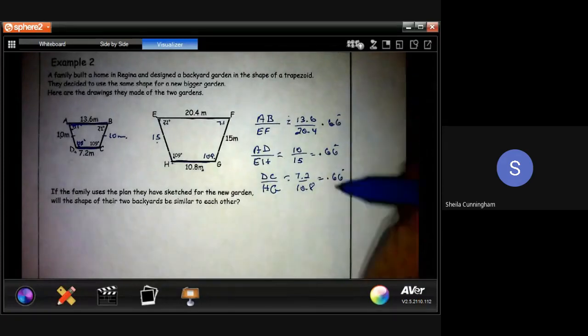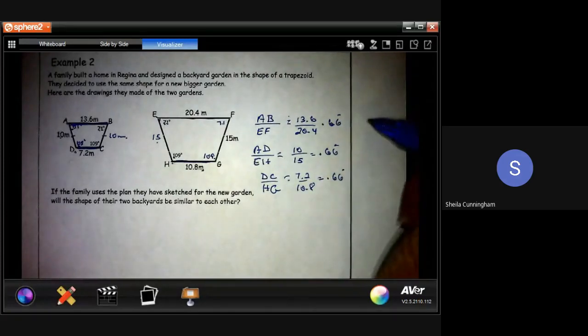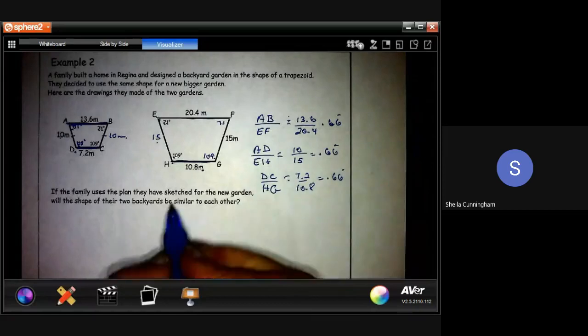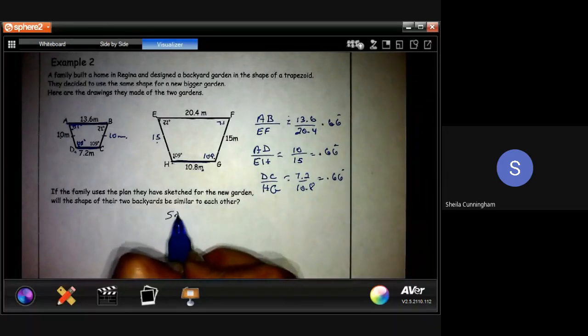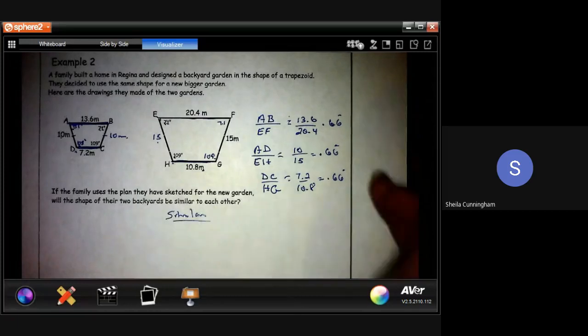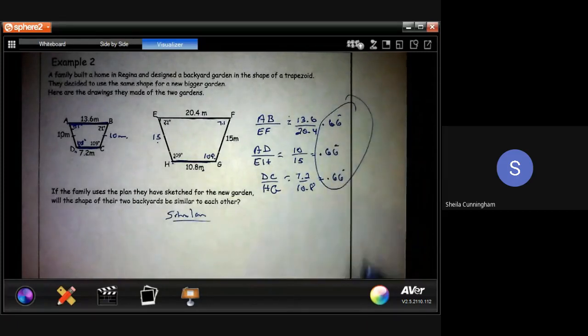Because all three of these are identical, I can look at these two gardens. The gardens are similar because these ratios are all equal.